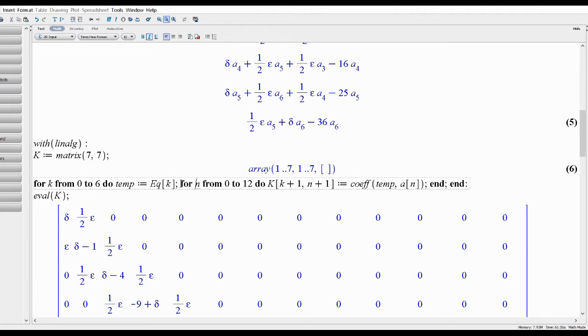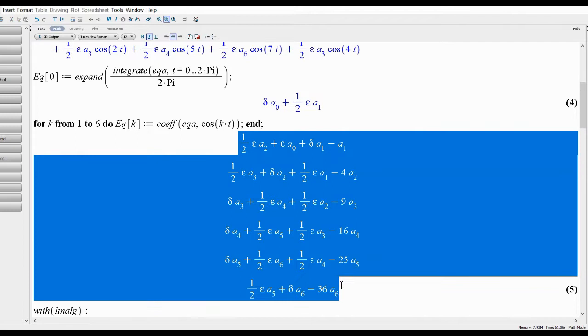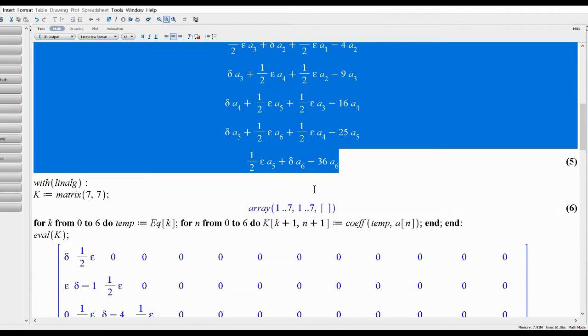Then from 0 to 6, what we will do is, that means over here k plus 1 is the row here. K goes from 0 to 6, row goes from 1 to 7. In each row we will put the coefficients. Why are we doing that? Because this here is a system of homogeneous equations. All the a's equal to 0 is always a solution. We are interested in a non-zero solution, so we will need a non-trivial solution to this homogeneous system of equations. That means the determinant needs to be 0, so we are collecting the coefficient matrix.